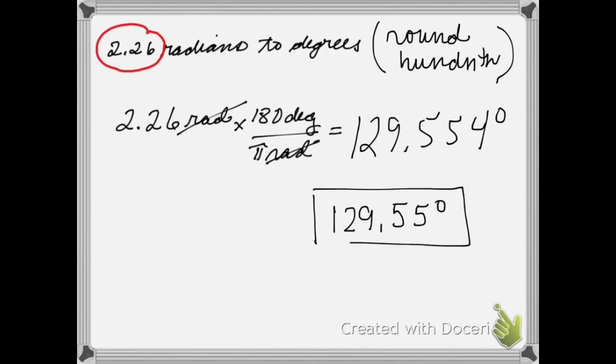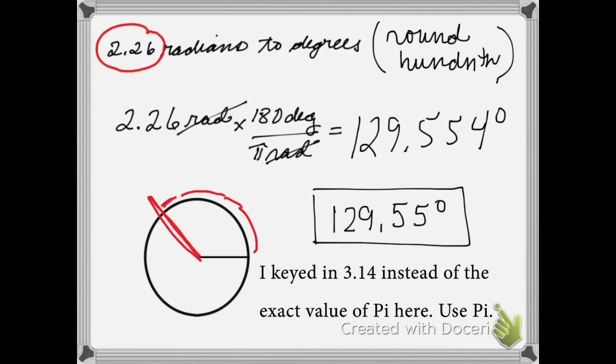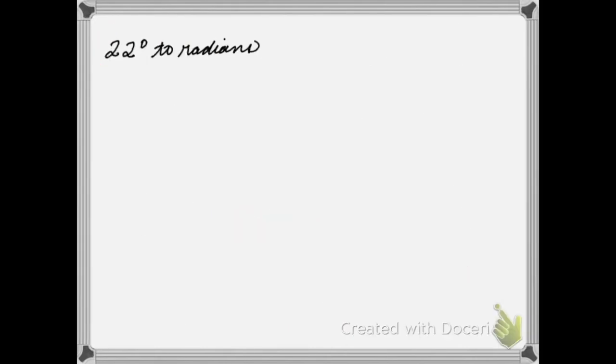And that is how many degrees are in 2.26 radians, which makes sense if we consider that a radian is a radius. So if I take the radius and I wrap it around the circle 1 time, 2 times, and then another quarter of a time, I'm going to end up somewhere around here, which looks like 129 degrees or thereabouts. Okay, so those are all radians to degrees.